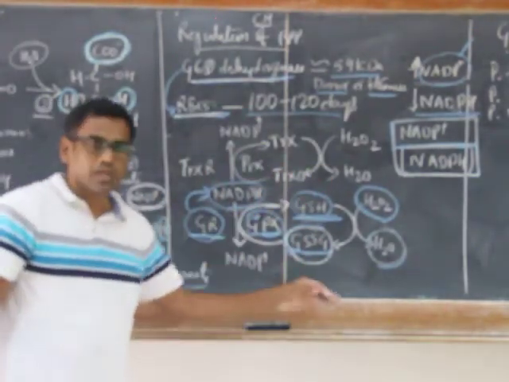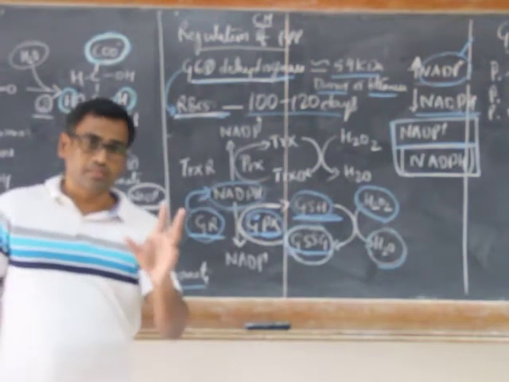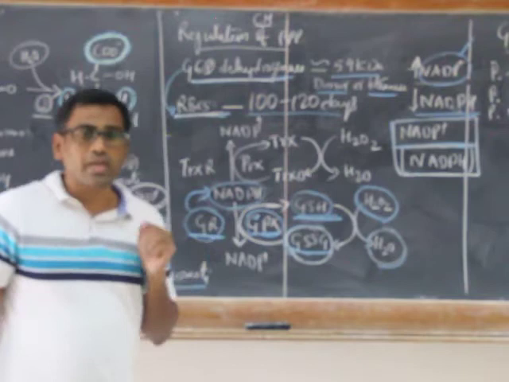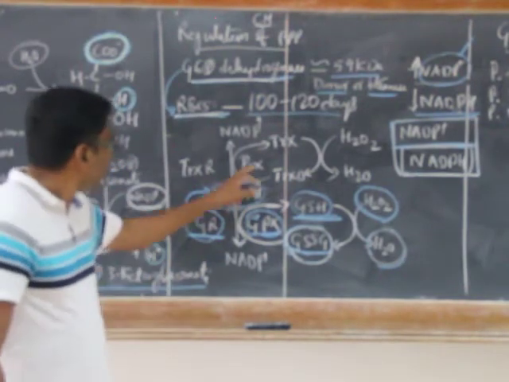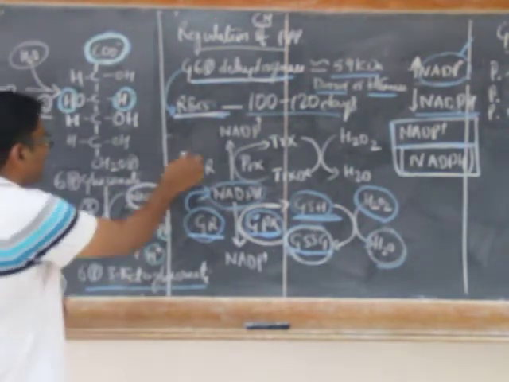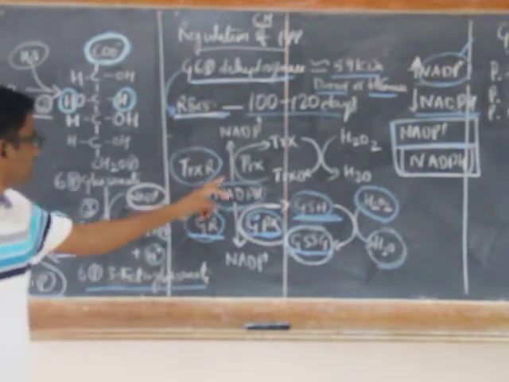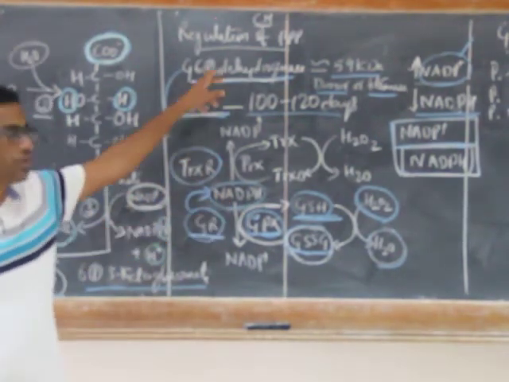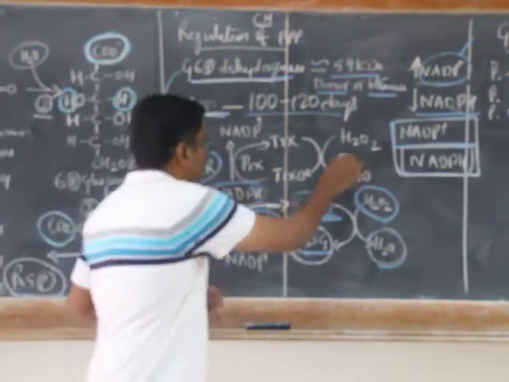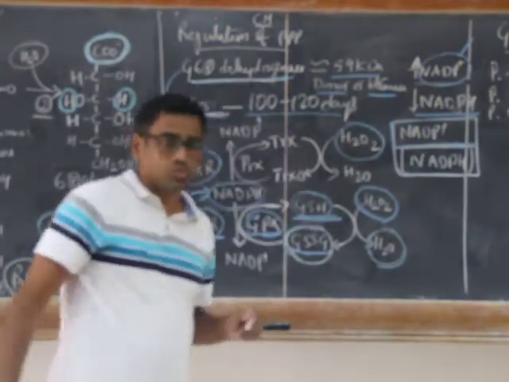Again, the cycle continues. Another system that plays important role in the reduction of reactive oxygen species or peroxides is the thioredoxin system. So here also same thing, thioredoxin reductase utilizes NADPH produced in the pentose phosphate pathway, and that can also reduce H2O2 to H2O.